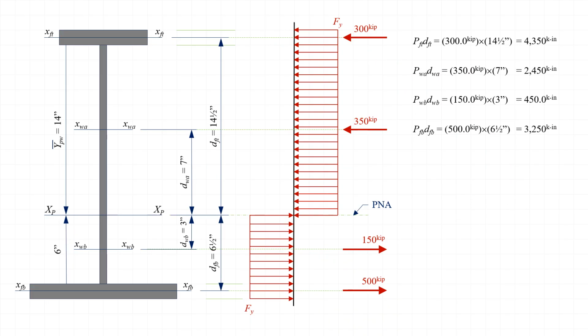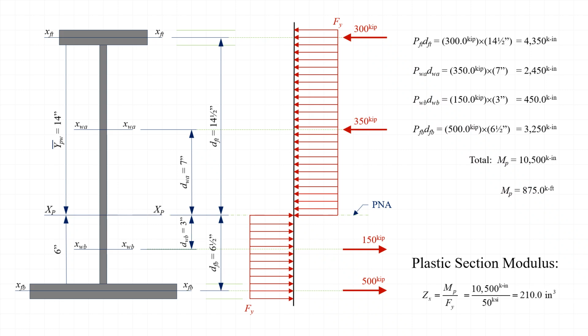The next step is to sum the moments that each of these resultants create about the plastic neutral axis, and we find that the plastic moment is equal to 10,500 kip inches, or 875 kip feet. As a final step, we can calculate the plastic section modulus Z by dividing the plastic moment by the yield stress. For this section, we find that the plastic section modulus is equal to 10,500 kip inches divided by 50 ksi, or 210 inches cubed.